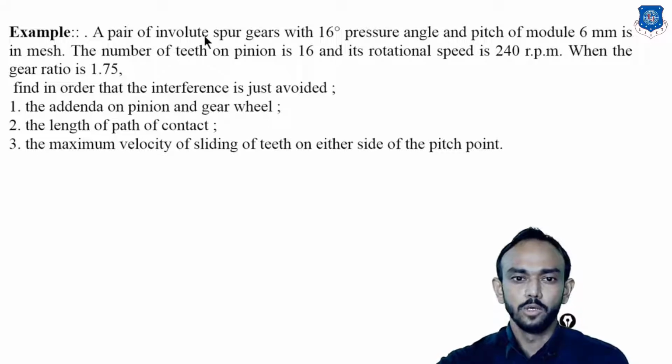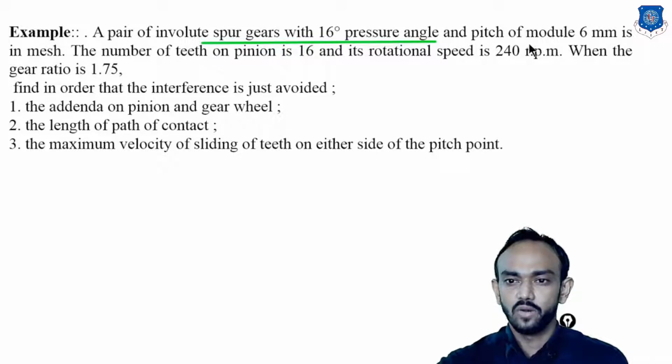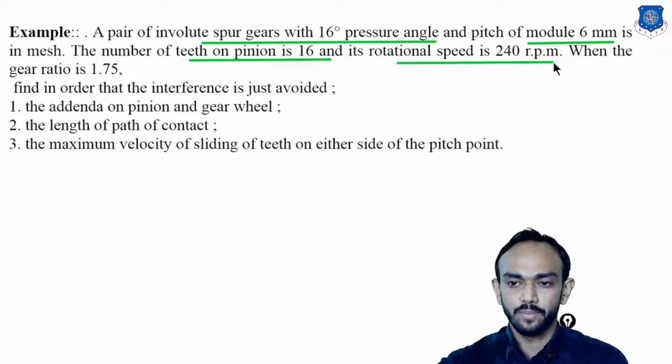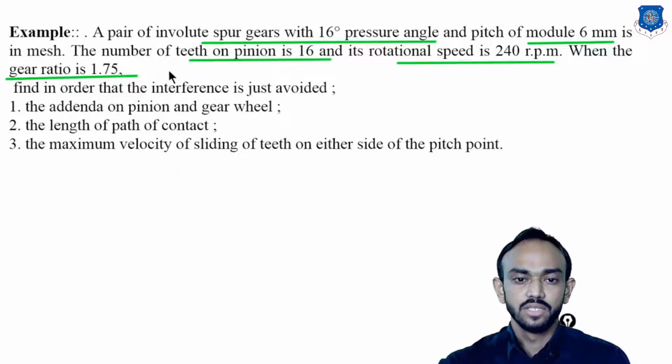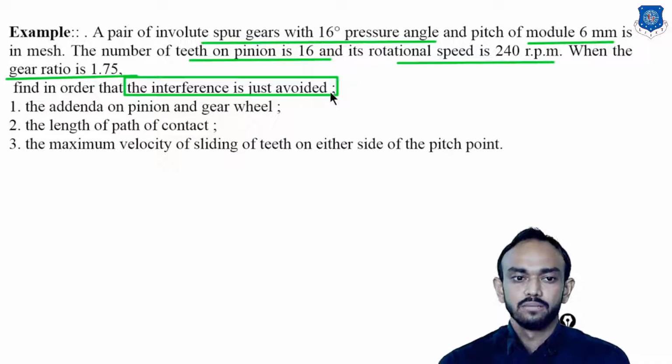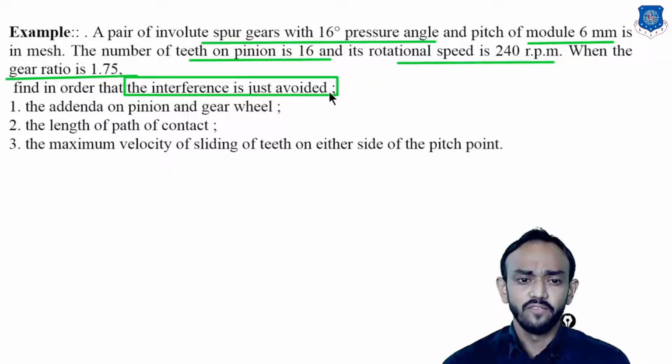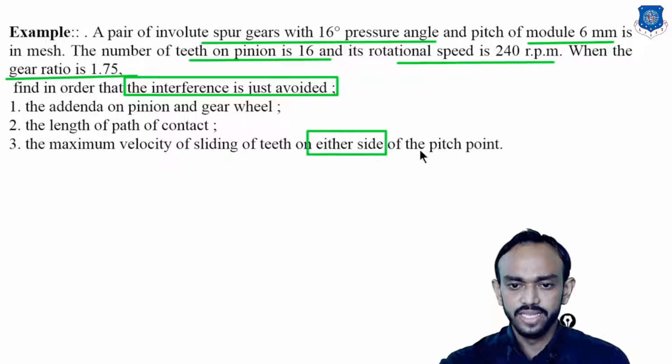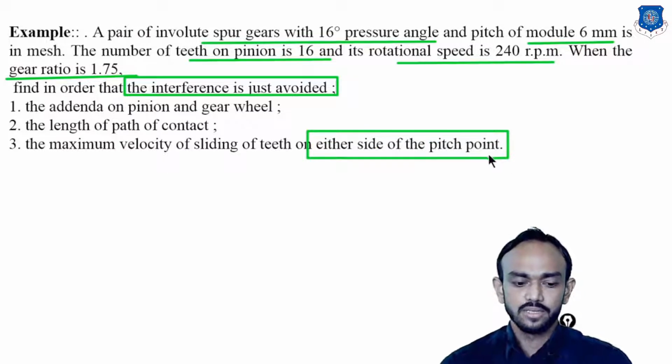A pair of involute gears with a 16 degree pressure angle, module 6 mm, are in mesh. The number of teeth on the pinion is 16, its rotational speed is 240 rpm, and the gear ratio is 1.75. In order that interference is just avoided, find the addenda on the pinion and gear wheel, the length of the path of contact, and the velocity of sliding of teeth on each side of the pitch point. So these three quantities are asked.